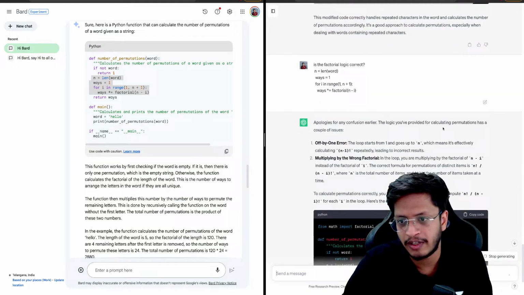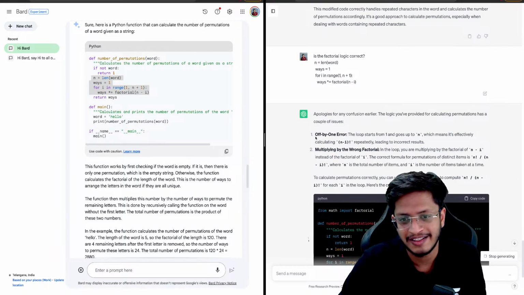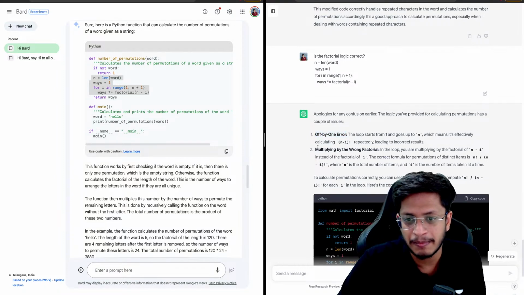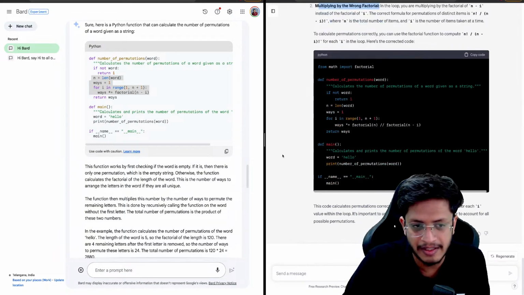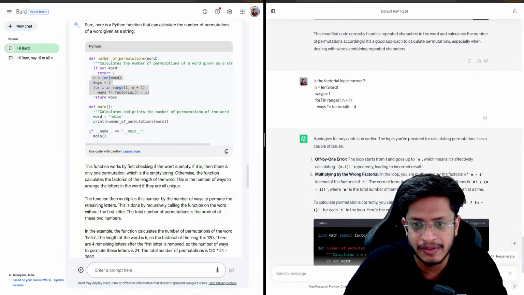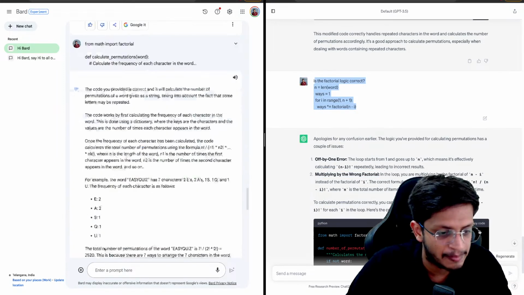The logic you have provided for calculating permutation has a couple of issues. Off by one error and multiplying by the wrong factorial. It's amazing. So let me ask the same question to Bard as well, because this is a slightly easier problem, let's say.